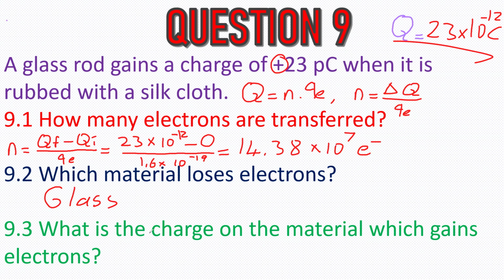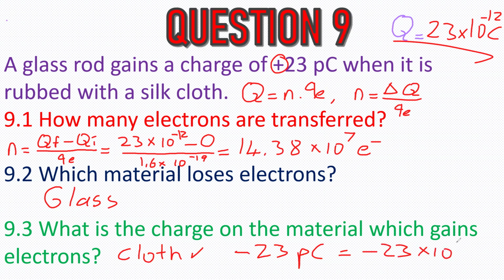And then what is the charge on the material which gains electrons? Which one gains electrons? Let's check. Silk cloth gains electrons. They don't ask you which one, but this one is getting electrons, and now they are asking you the charge on that. Charge is negative 23 picocoulombs. It means negative 23 times 10 to the power of negative 12.